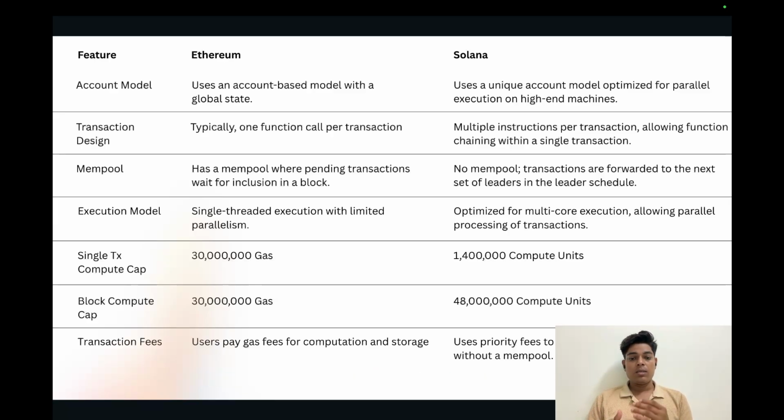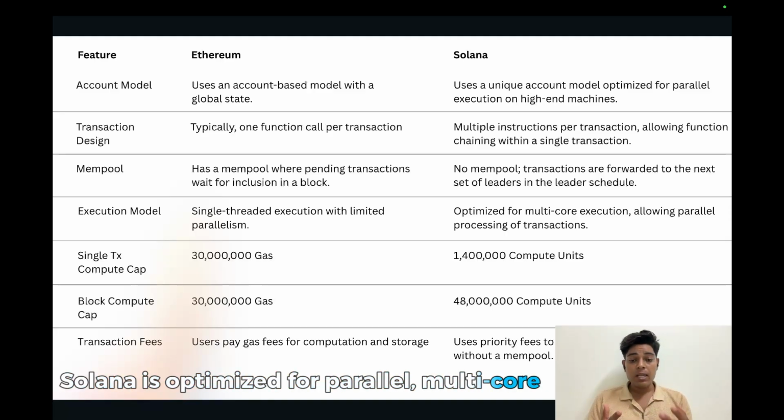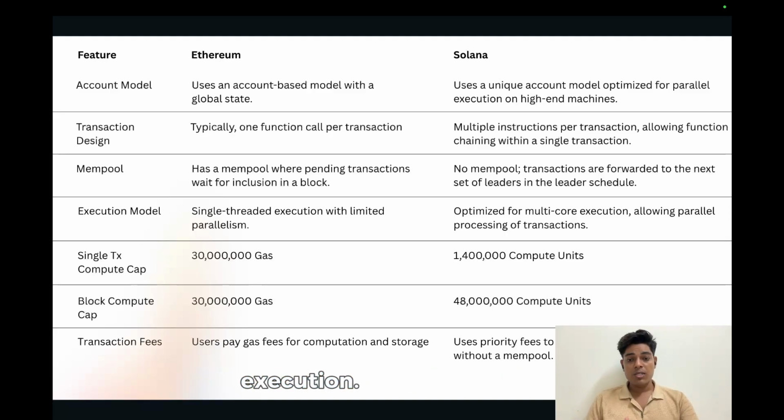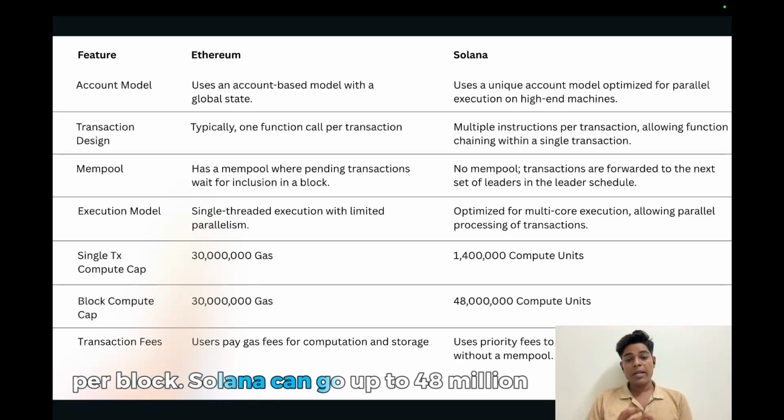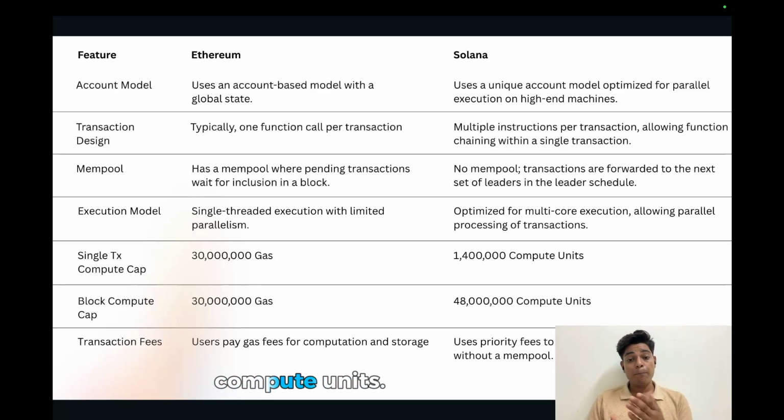Execution model: Ethereum executes serially. Solana is optimized for parallel multi-core execution. Compute limit: Ethereum maxes out at 30 million gas per block. Solana can go up to 48 million compute units. And finally, fees: both use a fee-based model, but Solana introduces priority fees without needing a mempool.